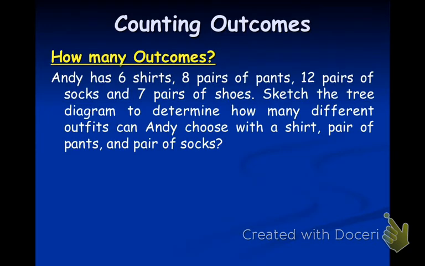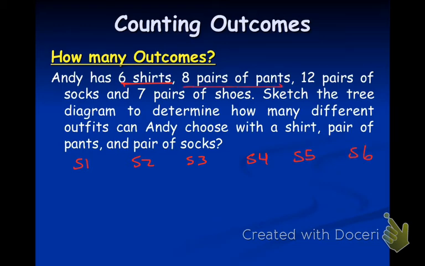So let's say we're asked to find the number of outcomes here. Andy has 6 shirts, 8 pairs of pants, 12 pairs of socks, and 7 pairs of shoes. We're going to sketch the diagram to determine how many different outfits Andy can choose to wear if he picks 1 shirt, 1 pair of pants, 1 pair of socks, and 1 pair of shoes. If I were to draw this, I would start my tree diagram with the first choice, which is him making the choice of his shirts. So I would say shirt 1, shirt 2, shirt 3, shirt 4, 5, and 6.